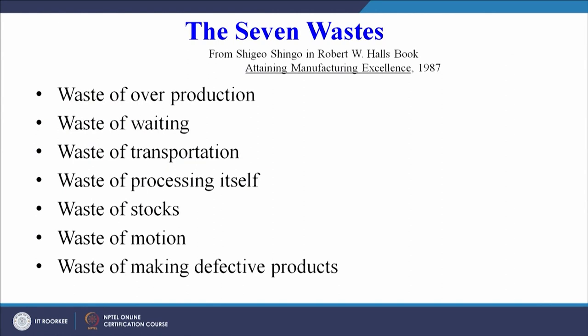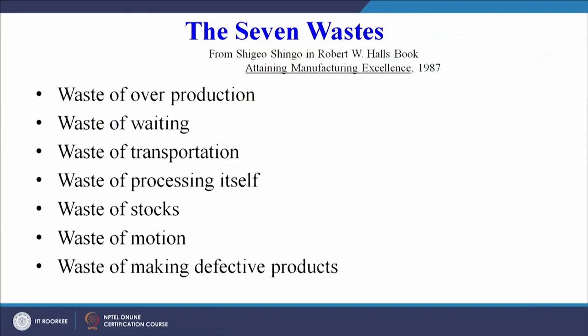Now the seven wastes, this has been adopted from Attaining Manufacturing Excellence. This is Robert W. Hall's book. So the seven wastes that can be focused on are the waste of overproduction. As we have seen, as per the definition of JIT, we must be responsive to the demand. So it means that we can avoid the waste of overproduction. If we are responsive, as soon as the demand is generated or created in the market, we will be able to respond to that demand. So we need not go for overproduction. So we can avoid the waste of overproduction.